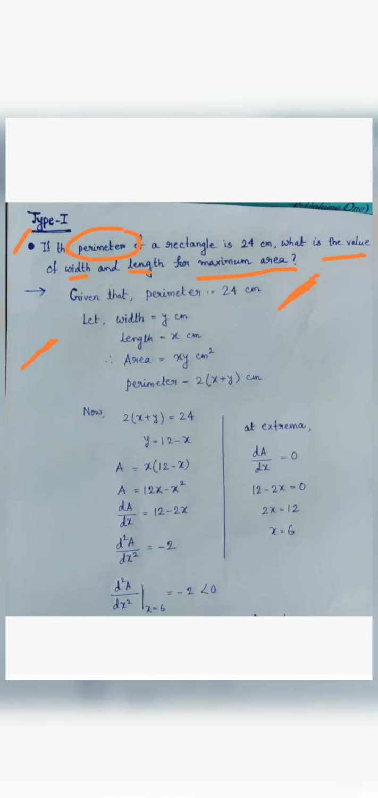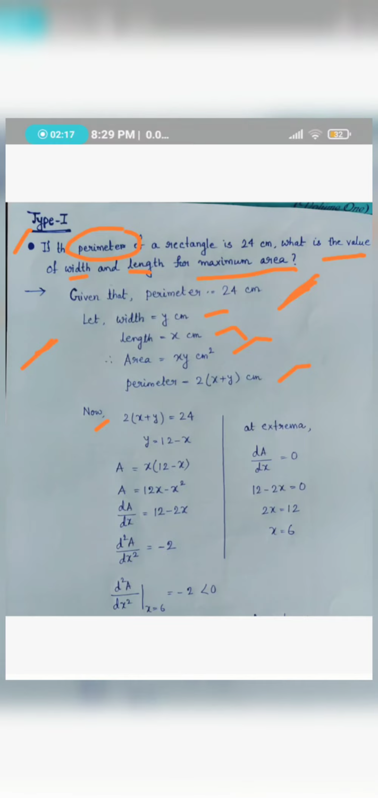First of all, you have to apply some basic rules that you already know. We know the formula of the perimeter of a rectangle and the area of a rectangle, right? Let the width be y centimeter and the length be x centimeter. So the formula of area is xy centimeter square, and the formula of perimeter is 2 into x plus y centimeter. Now it is given that the perimeter of the rectangle is 24 centimeter. So 2 into x plus y equals 24. Then y equals 12 minus x.